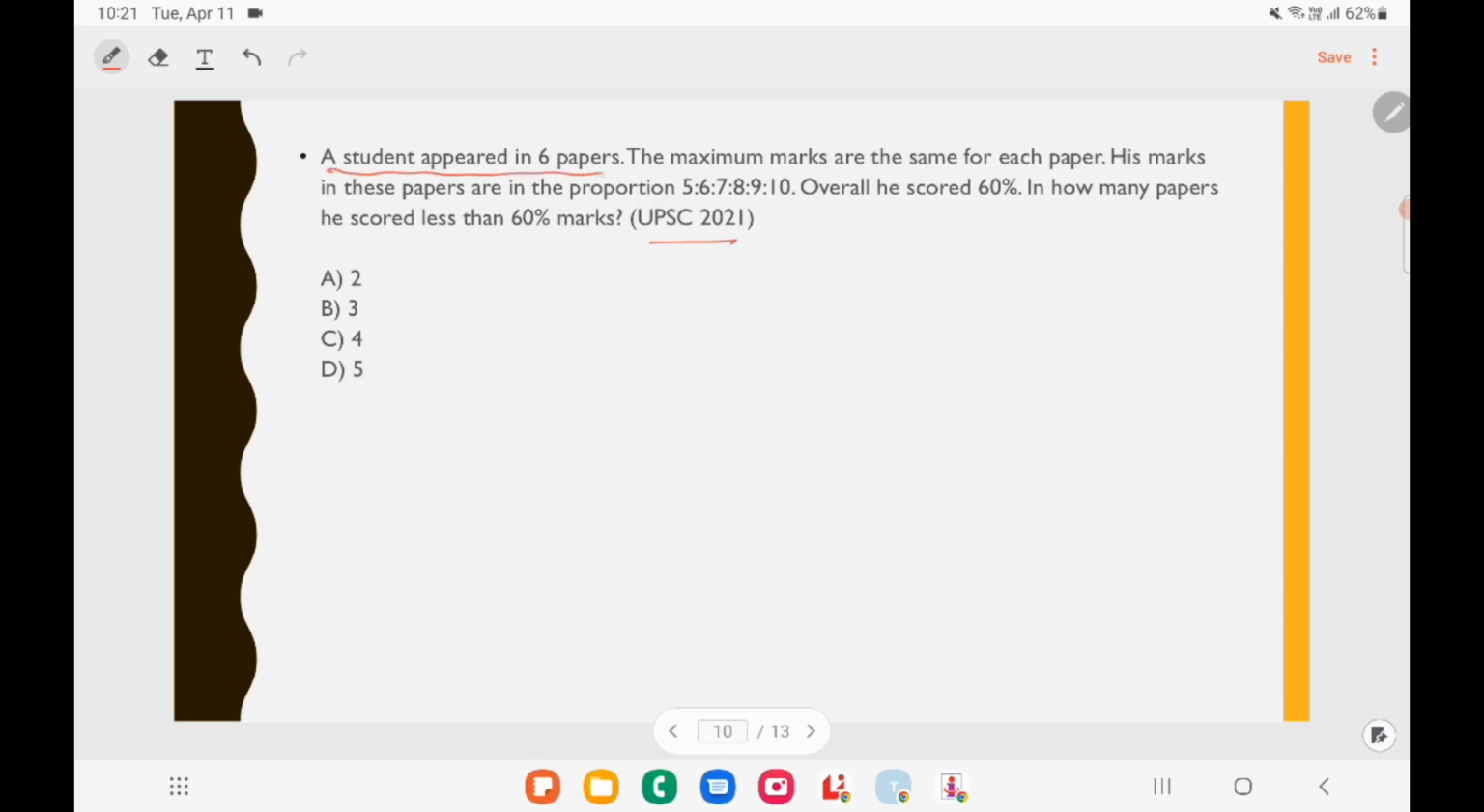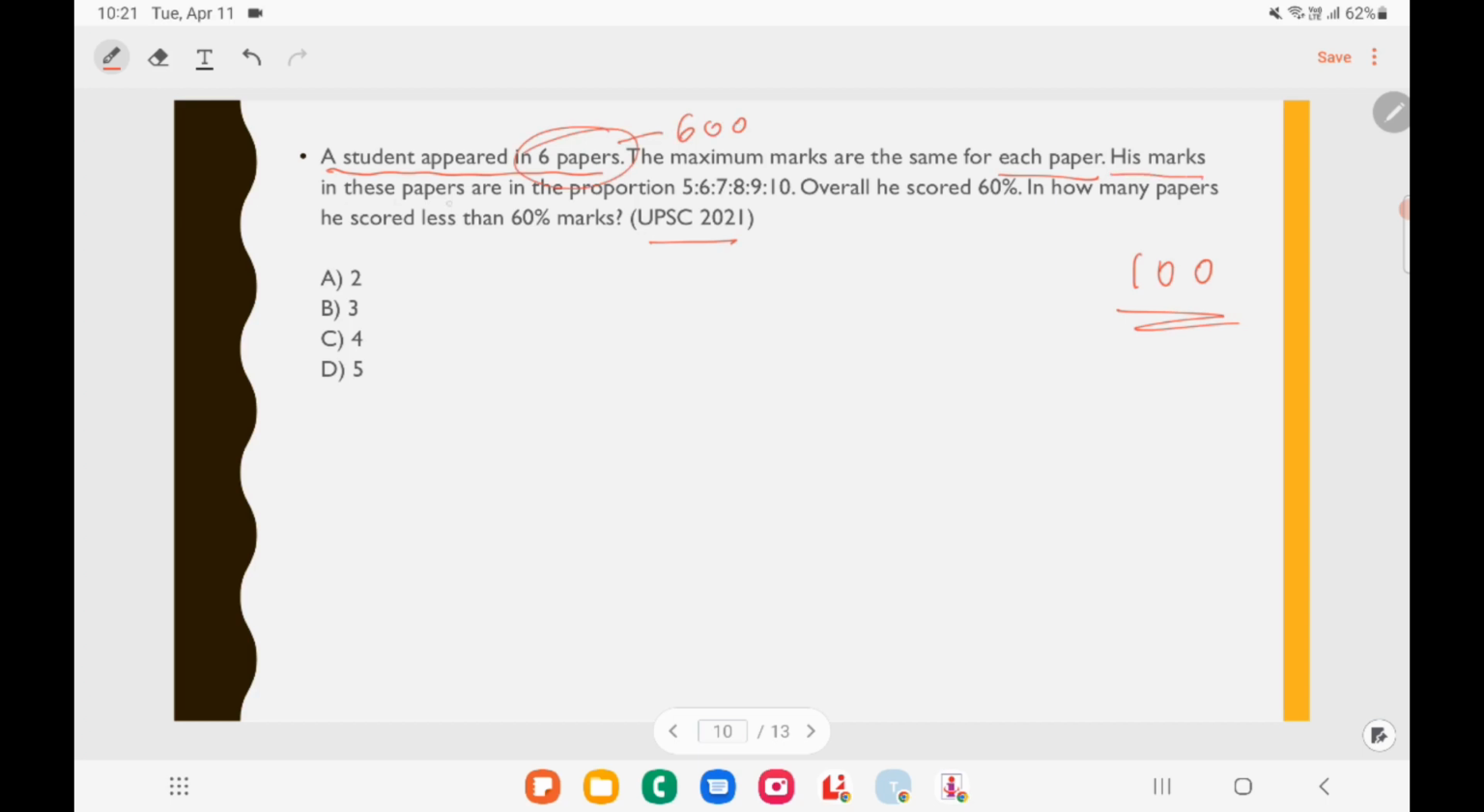A student appeared in 6 papers. The maximum marks are the same for each paper. In these types of questions, the maximum mark is not given, so just assume that the maximum mark is 100. In each paper, the maximum mark is 100. There were 6 papers, so the total mark will be 6 into 100, which is 600.